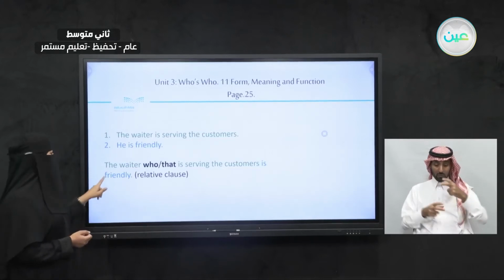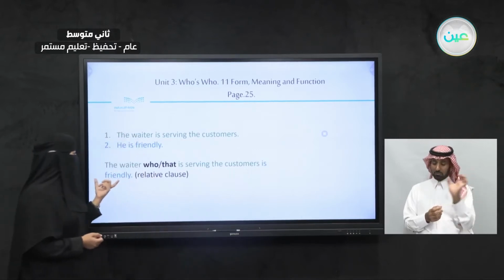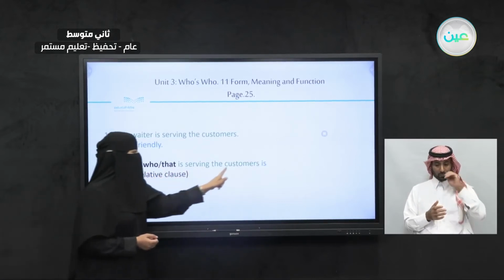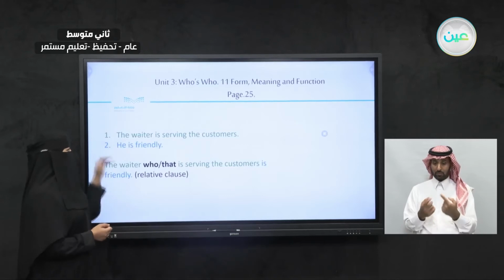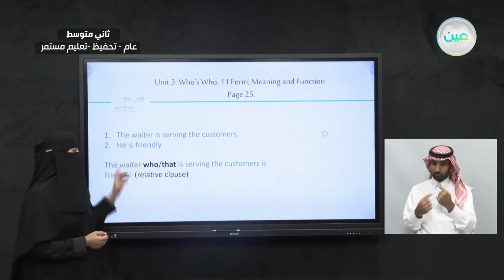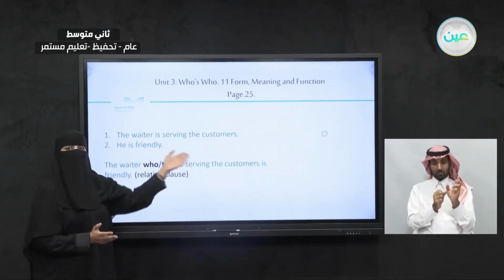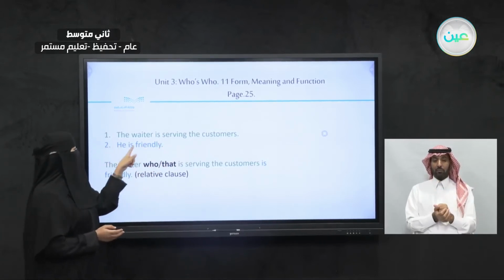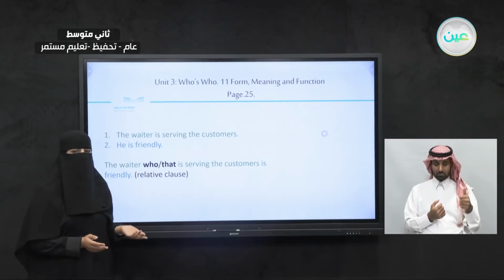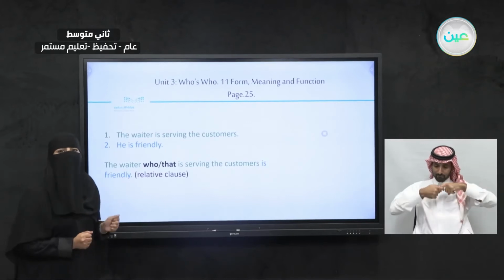So, it's going to be like this. The waiter who is serving the customers is friendly. Or we can say the waiter that is serving the customers is friendly. Look at the first sentence here. The waiter is serving the customers. It's in green. So this is the independent clause. You can understand the meaning of this clause alone. He is friendly. So if I write it here, is friendly, does it make sense? Does it have a meaning? No, that's why this is called a dependent clause.